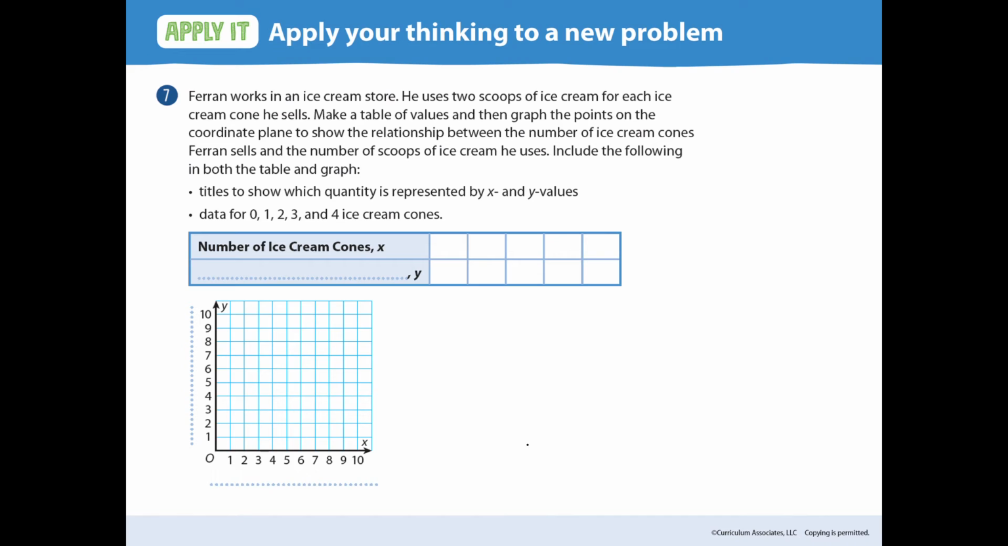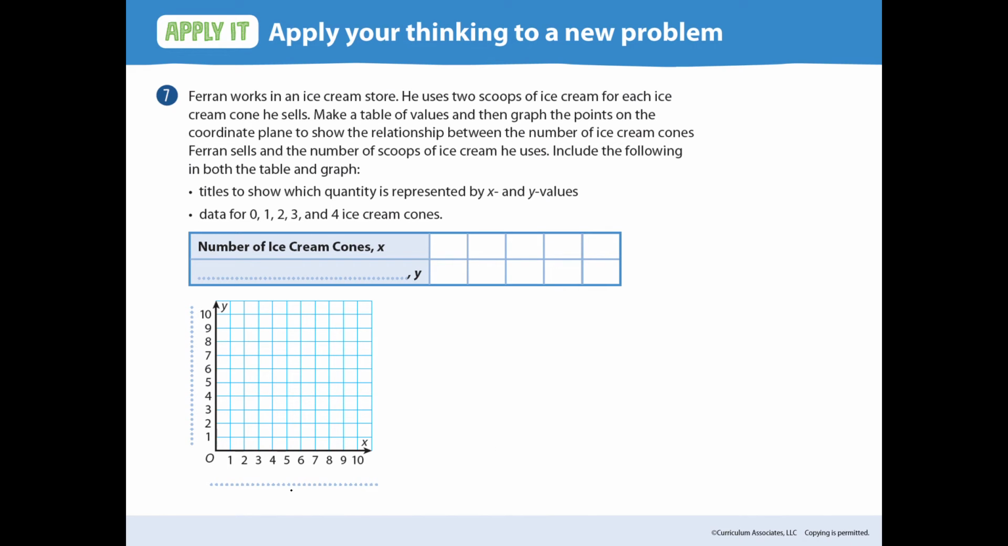Number 7. Ferran works in an ice cream store. He uses 2 scoops of ice cream for each ice cream cone he sells. Make a table of values and then graph the points on the coordinate plane to show the relationship between the number of ice cream cones Ferran sells and the number of scoops of ice cream he uses. Include the following in both the table and the graph. Titles to show which quantity is represented by X and Y values, and data for 0, 1, 2, 3, and 4 ice cream cones.